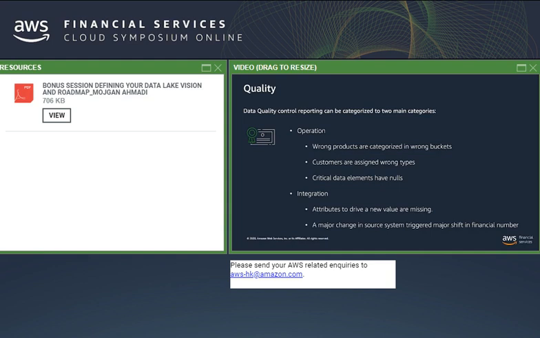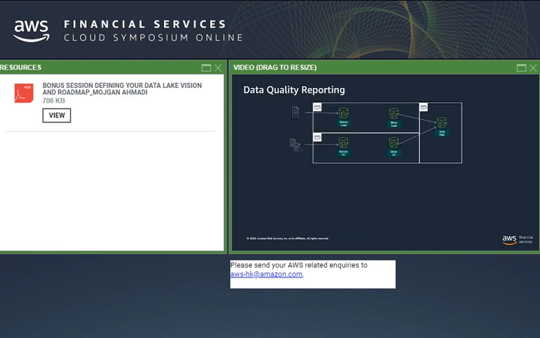Integration quality reporting is when attributes to drive a new value might have missing values, or a major change in source system might trigger a major shift in the end result financial numbers. And that happens at the integration layer. So let's take a look at those. So we talked about integration data quality reports and operational data quality reports. Operational data quality reports are being done against bronze. Integration data quality reports are done against silver and gold.